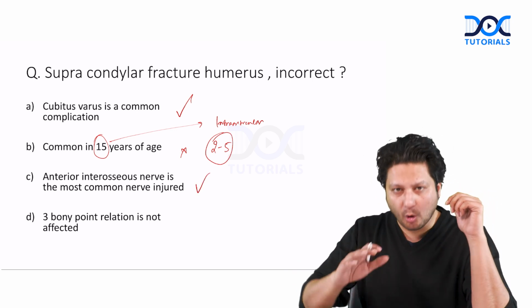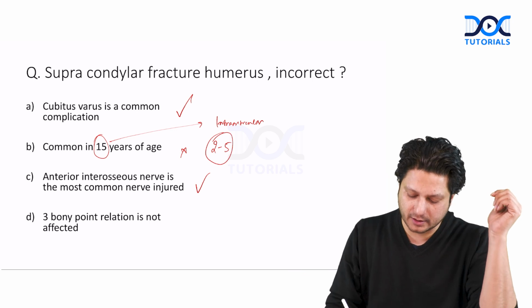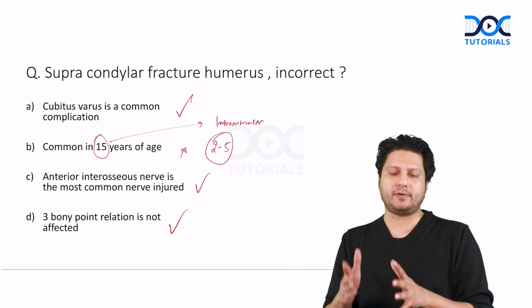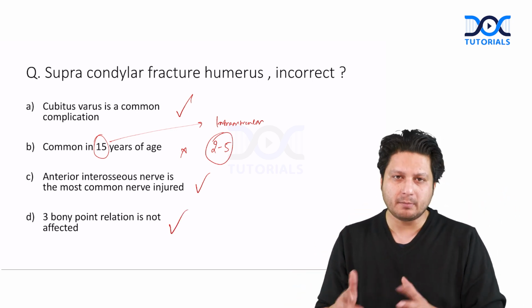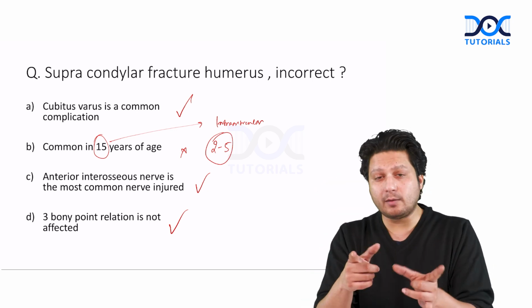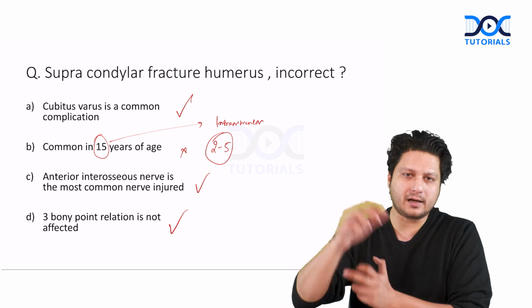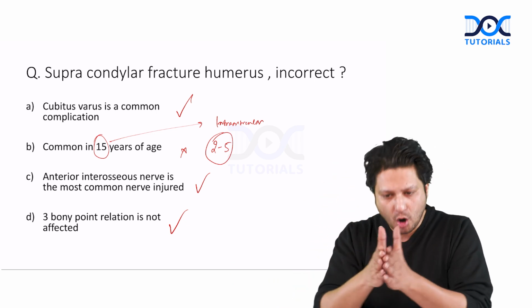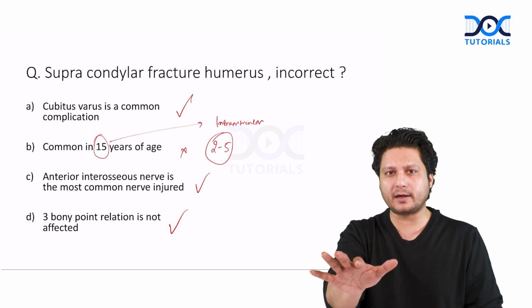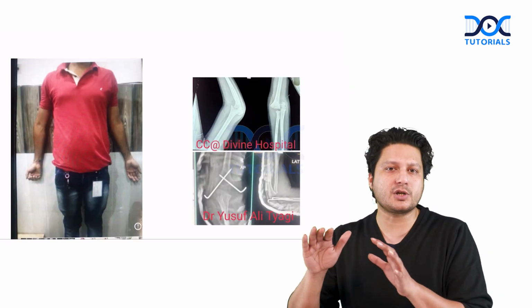Anterior interosseous is the most commonly injured nerve. All of you are aware. Three bony point relationship is not affected. You already are aware of this, because in all the fractures around the elbow, the three bony point relationship is going to be altered, be it a lateral epicondylar, medial epicondylar, olecranon or intercondylar fracture. But in case of supracondylar fracture, the three bony point relationship is maintained.